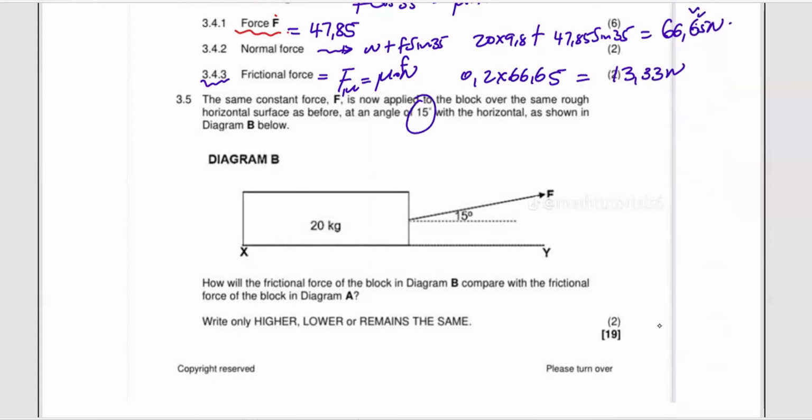All right, then 3.5, the same constant force F is now applied to the block, but then we are reducing the inclination to something less than 35, to just something like a 15. So they're asking us, how would the frictional force compare? So the frictional force is going to be a little bit higher. Okay, and why is that so? Because the normal force is going to increase. The fact that the inclination decreased, this component here becomes smaller, so the normal force will also increase.